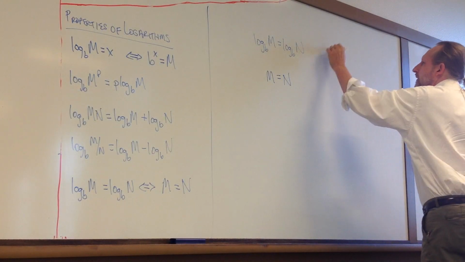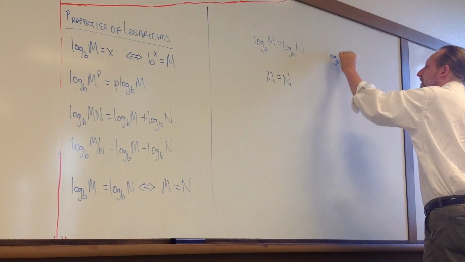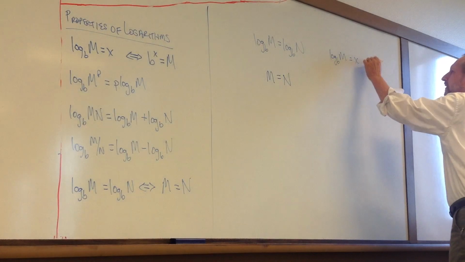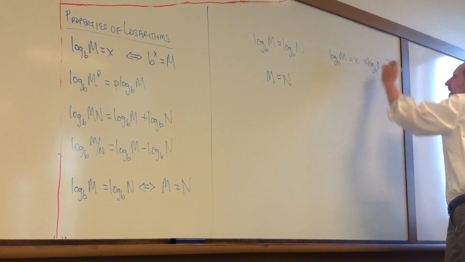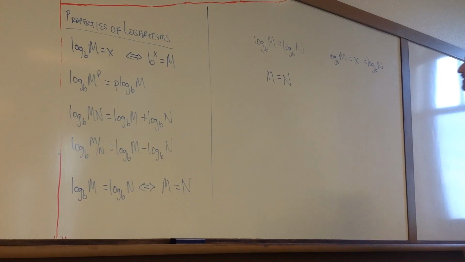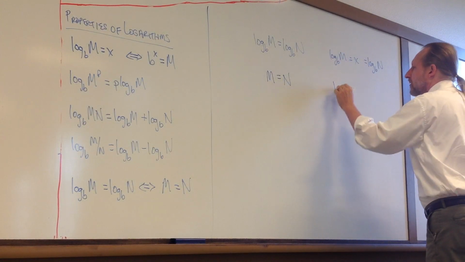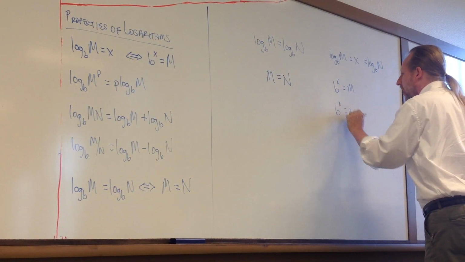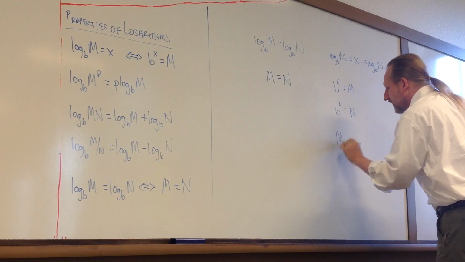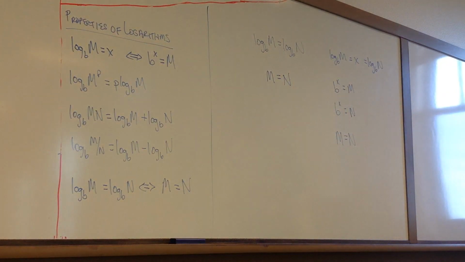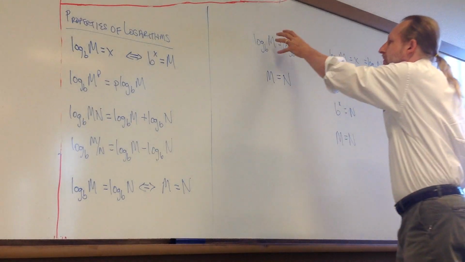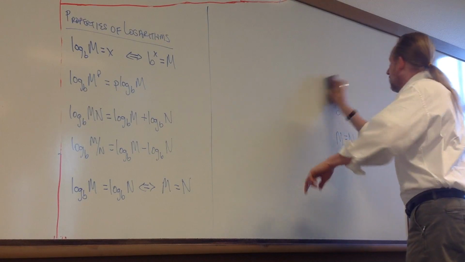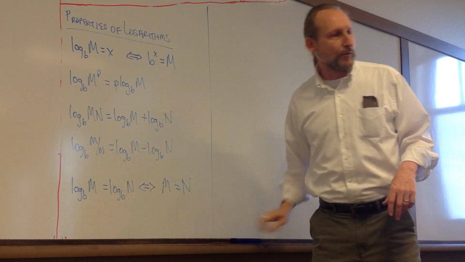Why? Well, let's say log to the base b of m is equal to x. So if these two things are equal to each other, then log to the base b of n is also equal to some number x. This says b to the x equals m. This says b to the x equals n. Well, if they're both equal to b to the x, then m and n have to be the same number. If the logarithms are the same, then the numbers themselves also have to be the same. And we'll use that in solving some of these equations in section 3.4.